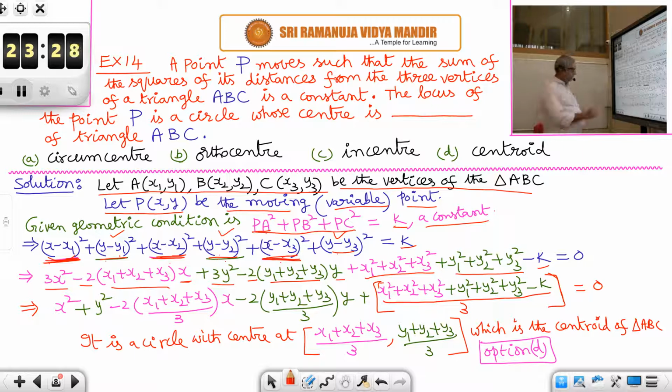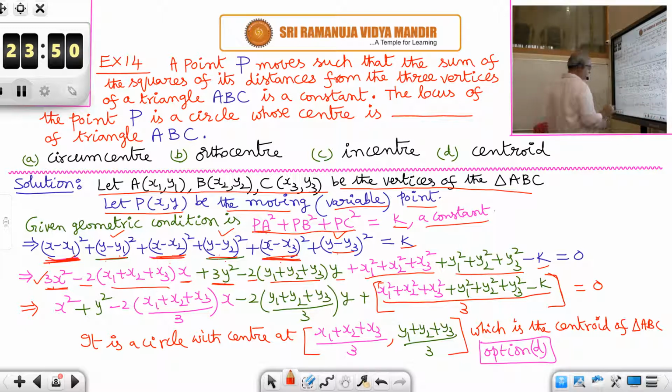Next step, what I am doing is 3x square plus 3y square. So what can you say about the equation at this stage? Do you remember the equation of a circle? X square coefficient is what here? 3. Y square coefficient also 3. There is no xy term. Therefore, this may be a circle.